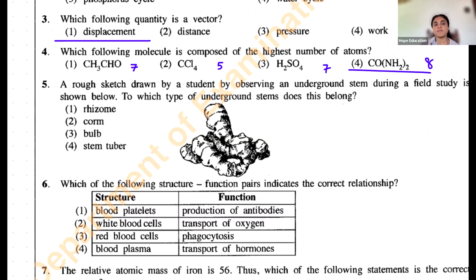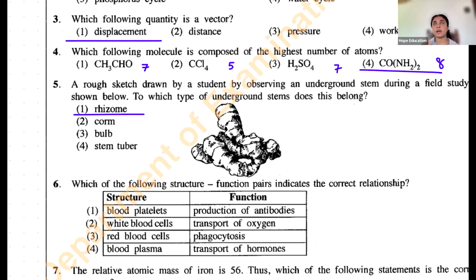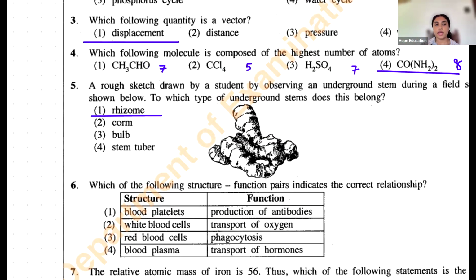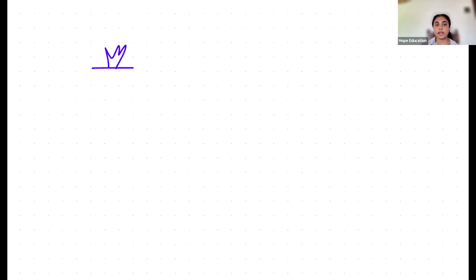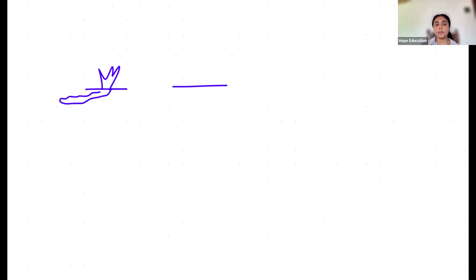So it is a rhizome. I'm not going to talk about underground stems again. If you don't remember, you will have to go through the previous past paper revisions. I'll take these four separately and draw diagrams. I told you a rhizome has the plant above and the underground stem running horizontally below. So this is a rhizome. Examples are ginger and turmeric. In a corm, the underground stem is vertical. This is a corm.